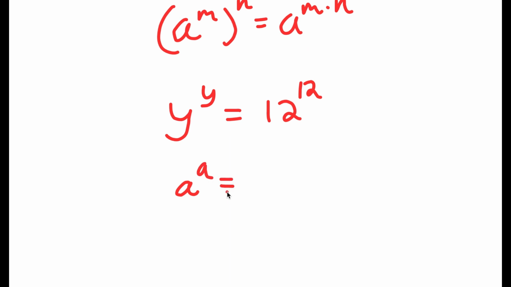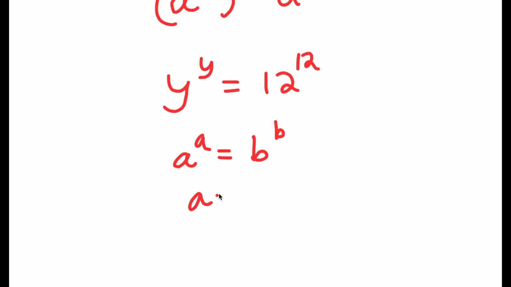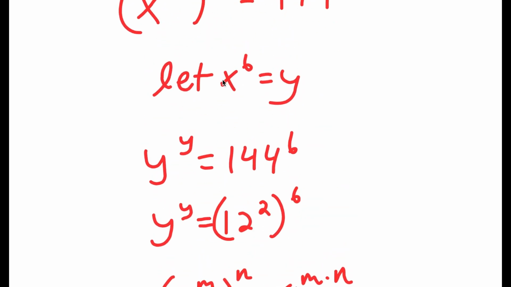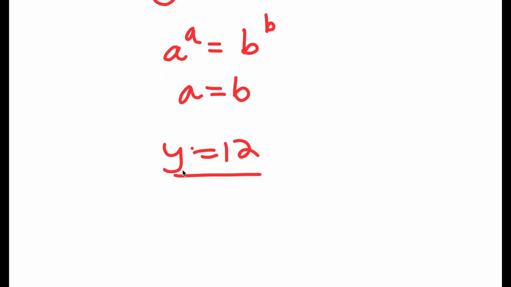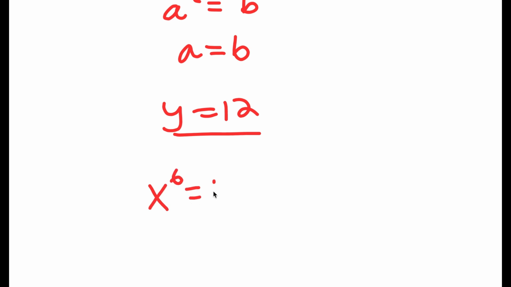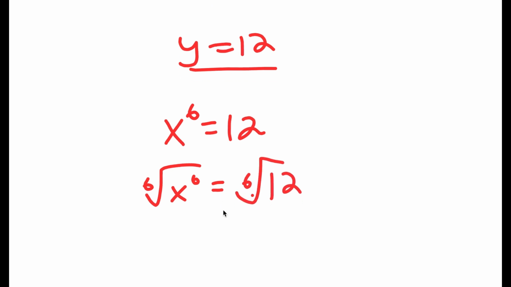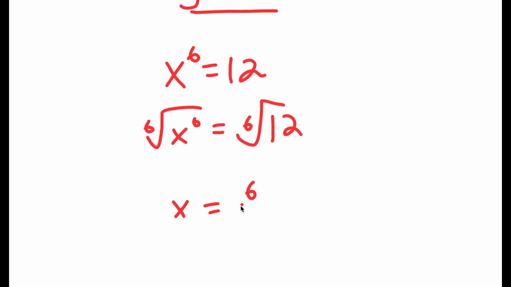And if I have something in the form a to the power of a is equal to b to the power of b, then this means that a is equal to b. So in this case, y is equal to 12. Now remember how we let x to the power of 6 equal to y. So now I have x to the power of 6 equal to 12, and if I take the 6th root on both sides, I get x is equal to 6th root of 12.